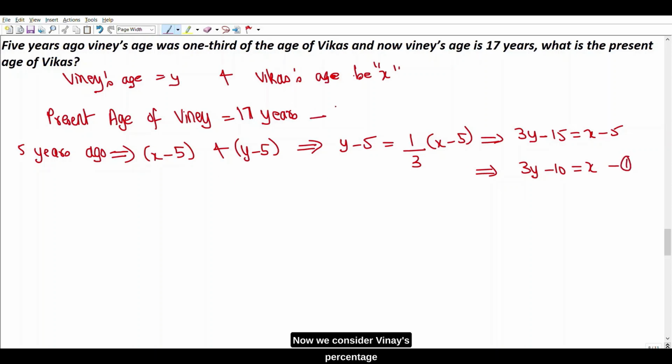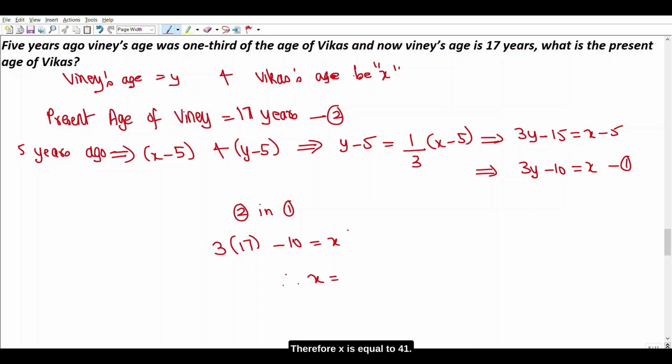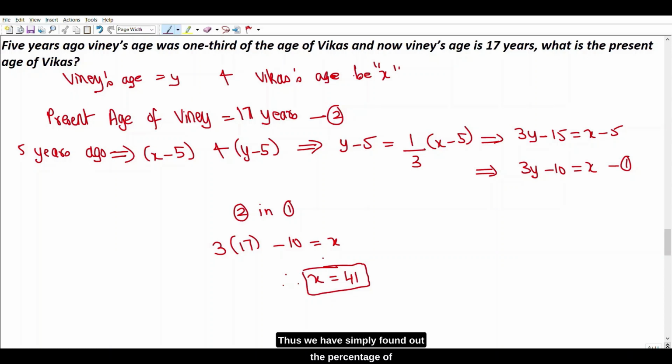Now, we consider Vinay's present age as second equation. Substituting 2 in 1, we get thrice of 17 minus 10 is equal to x. Therefore, x is equal to 41. Thus, we have found out the present age of Vikas as 41. This can be substituted back in the question to check whether our answer is right. 5 years ago, Vinay's age. So we found out x is equal to 41 and y is equal to 17.